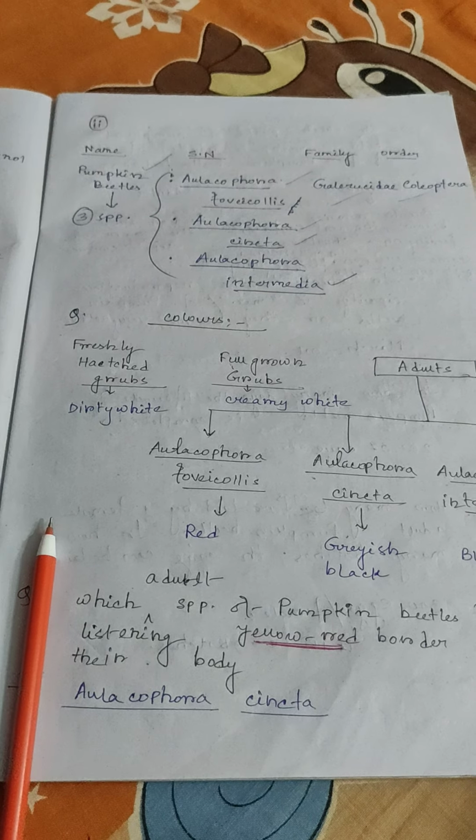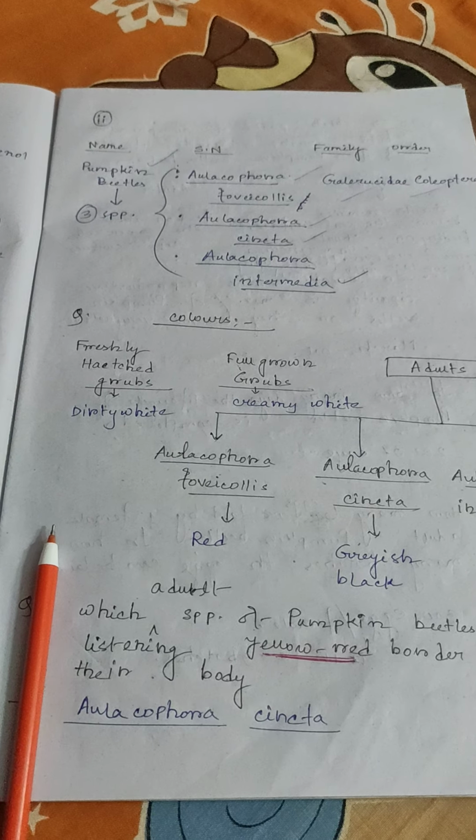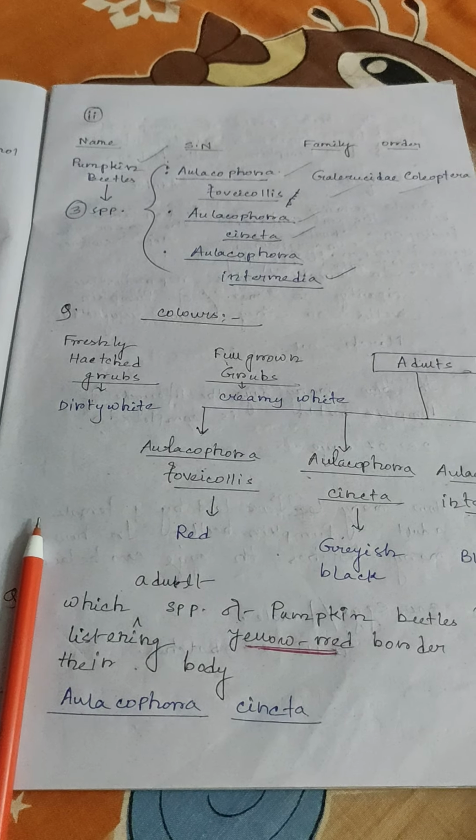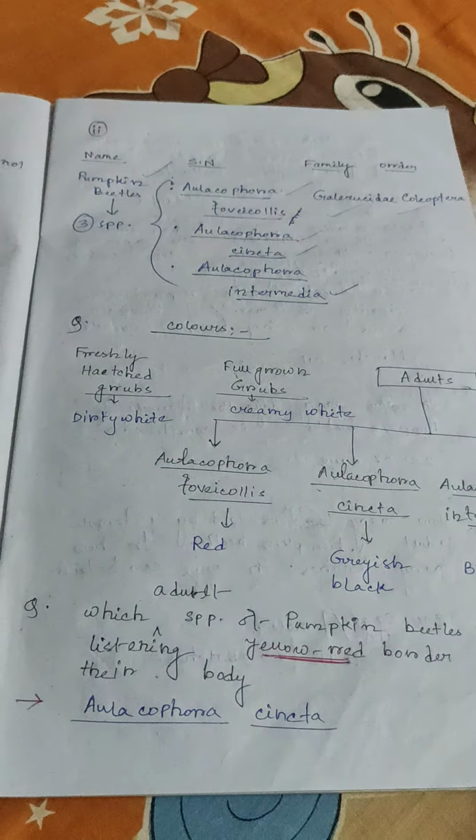What are the 3 species of cucurbit pumpkin beetles? Olacophora foveicollis, Olacophora sinuata, and Olacophora intermedia. Family is Chrysomelidae. Order is Coleoptera.